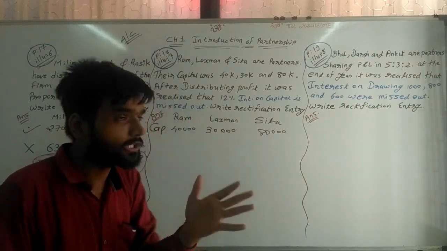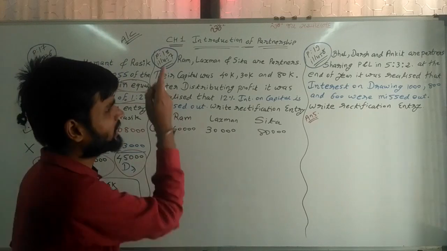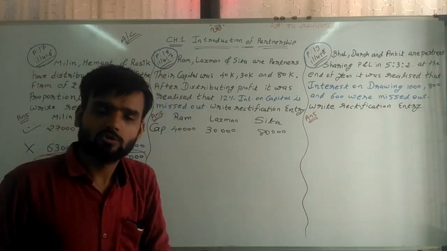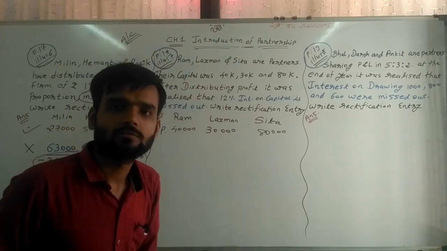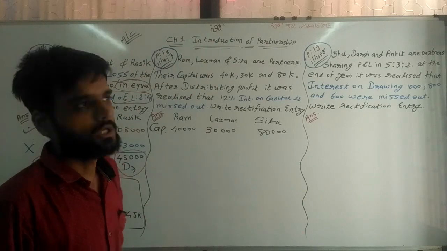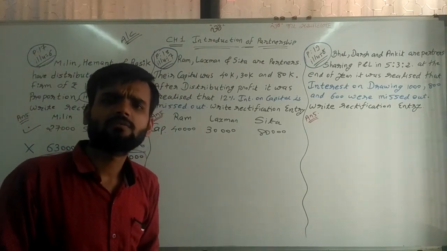Try to understand what is given to you. You are making many mistakes if you are not understanding the question. Even though you know all the rules, you are making mistakes in calculation only and only because you are not understanding the question. Here what is given? Capital is given. Interest on capital is not given.